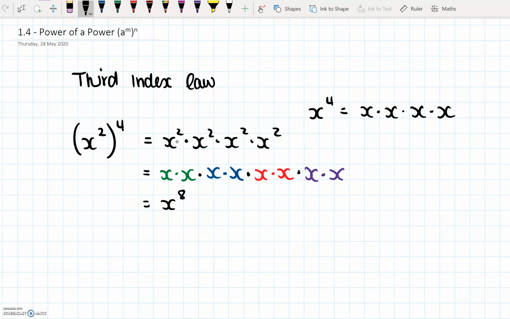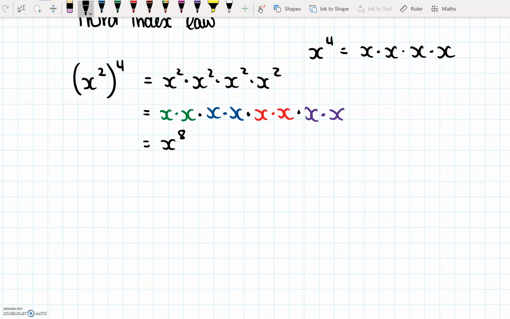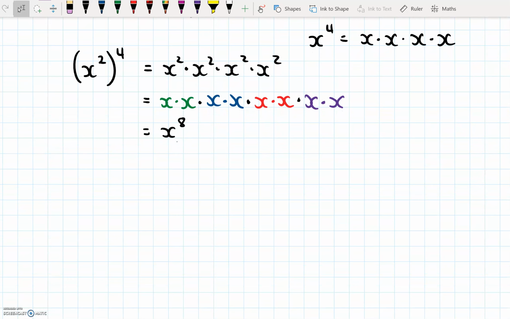All right, so this is one example. Let's try another one, because we want to come up with the law again, as usual. So if I have b cubed to the power of 5, and we're not going to write it out the whole, or yeah, we can do it. Let's write it out. Okay, so that means we have b cubed, and we have this 5 times.